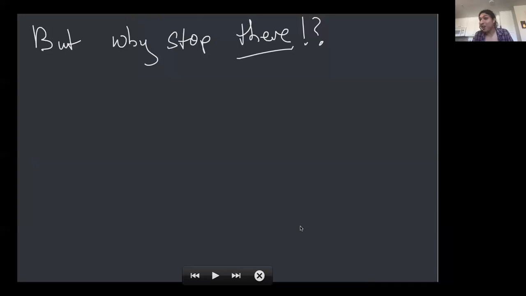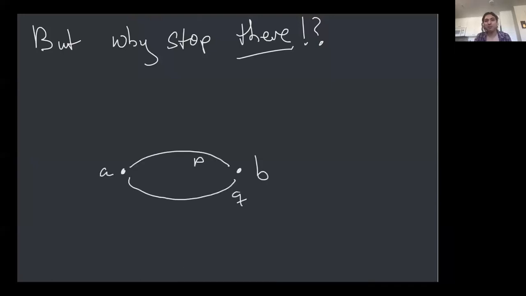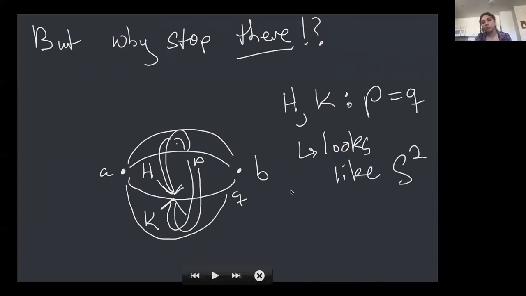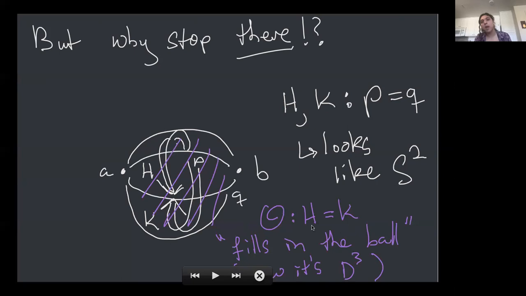Okay, why stop there? So now I have two points A and B. I have two paths P and Q. I have two homotopies H and K, which you want to think of as being the upper and lower hemispheres of a sphere. You'll have to pardon my lack of artistic abilities, but you should view this as a sphere where my top hemisphere is one disk, which is given by my homotopy H. My bottom hemisphere is another disk given by my homotopy K. And then what do I do? Well, some path from H to K fills in the ball. So now I have filled in the ball and I have something three-dimensional rather than its boundary, which is two-dimensional.